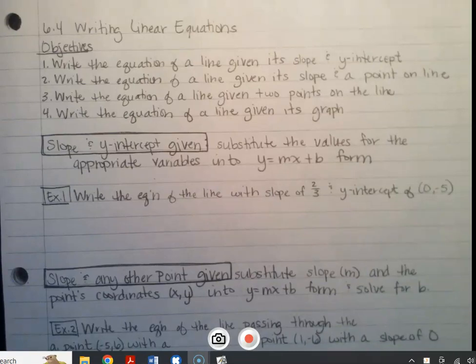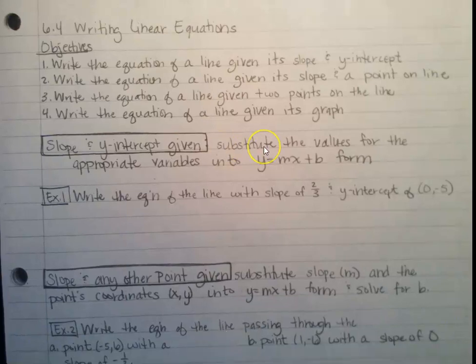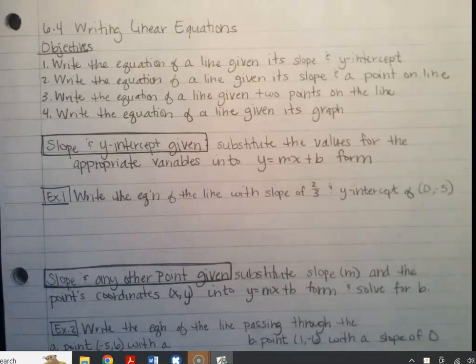Not so hard. If you can find the slope and the y-intercept on your graph, you can write your equation very easily. What does the x stand for? X and y are your coordinates, your ordered pairs. Does that help? Okay, perfect. So, if your slope and your y-intercept are given, you simply substitute the values for the appropriate variables into y equals mx plus b.